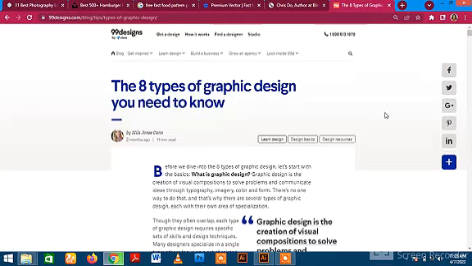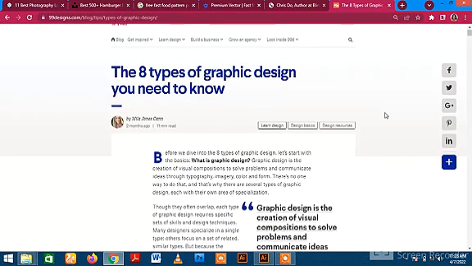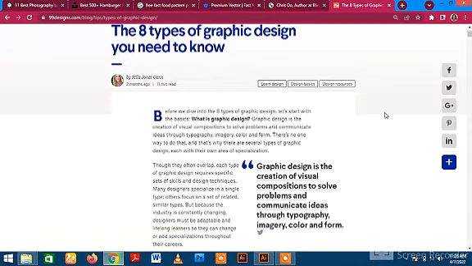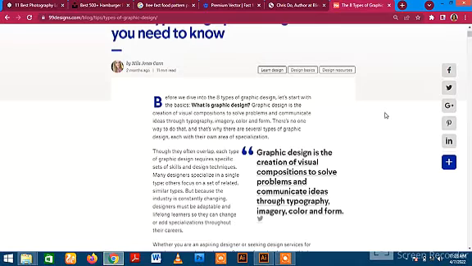So before I start listing them one after the other, let's look at what graphic design is, and we're going to get the idea from what they are saying here. But before we do that, let me say what graphic design is according to me. Graphic design is not about making pictures or making beautiful flyers, really. No, that's not what graphic design is. Graphic design means you're communicating and you're solving problems by combining visual elements and design principles. That's all you're doing. So as a graphic designer, you're a problem solver, and you are a communicator. According to 99 Design, graphic design is the creation of visual compositions to solve problems and communicate ideas through typography, imagery, color, and form.